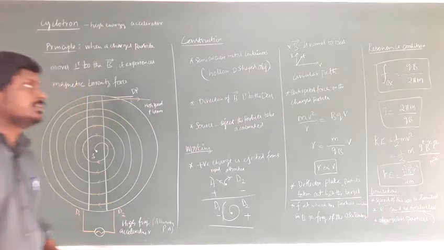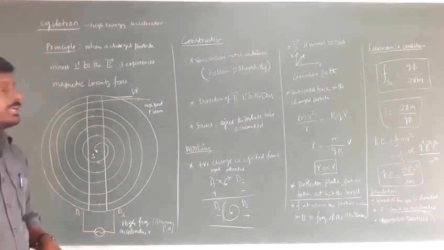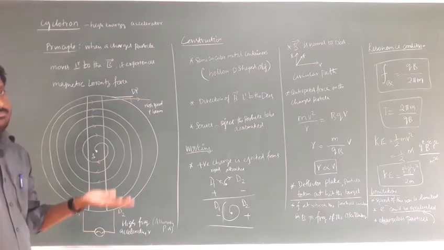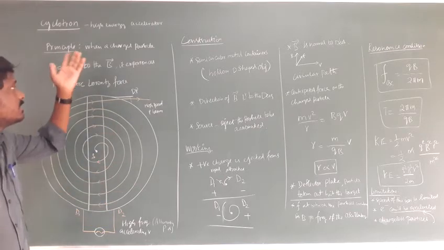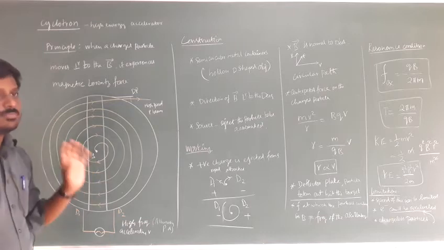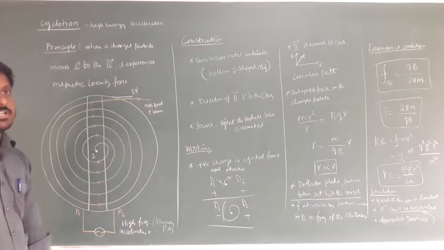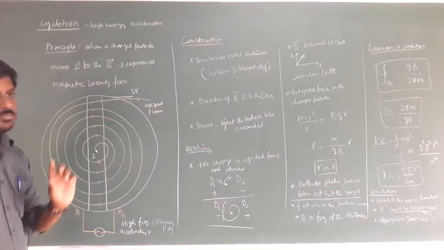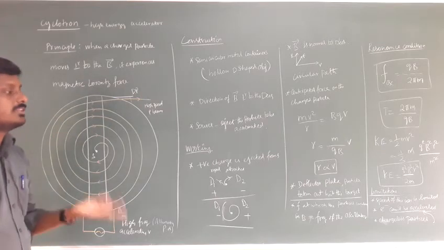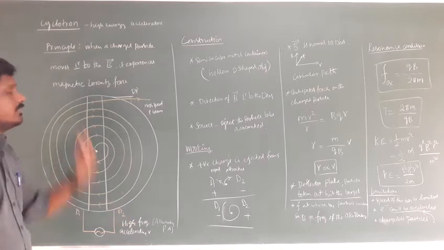So in this class we are going to discuss the cyclotron. A cyclotron is used to accelerate charged particles to high kinetic energy, so it is also called a high energy accelerator. It is mainly used to accelerate charged particles, particularly protons. Electrons are also charged particles, but electrons cannot be accelerated using a cyclotron.